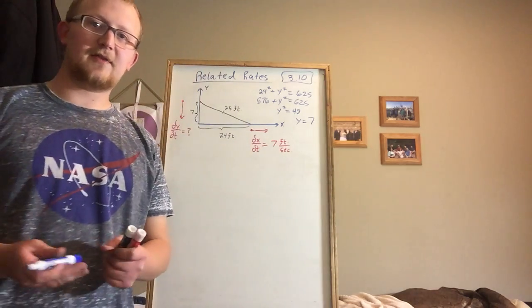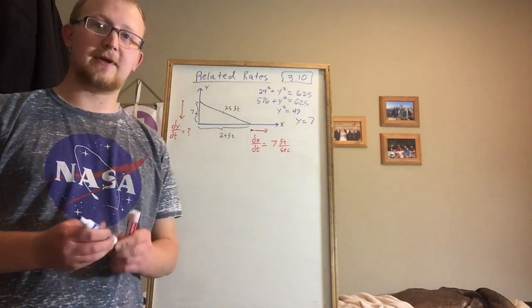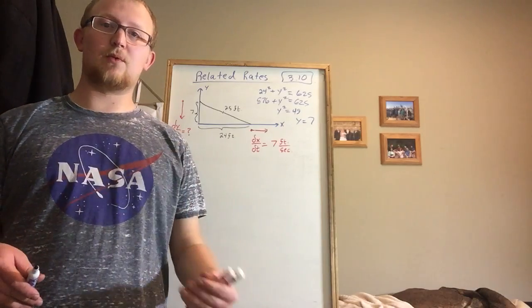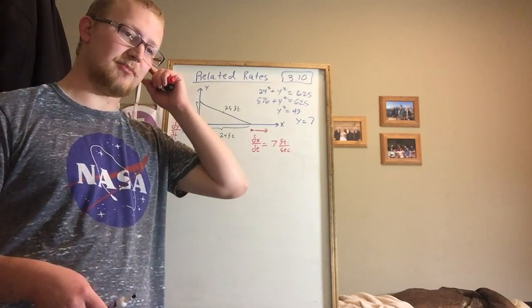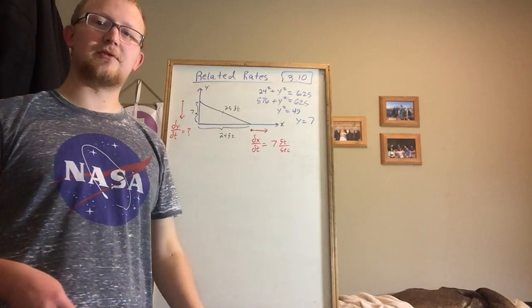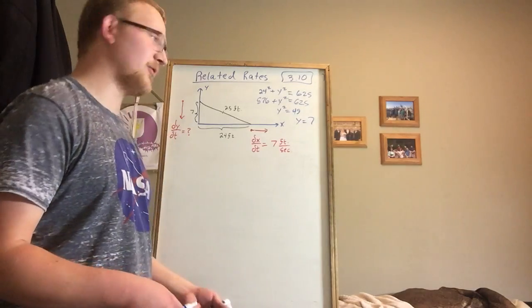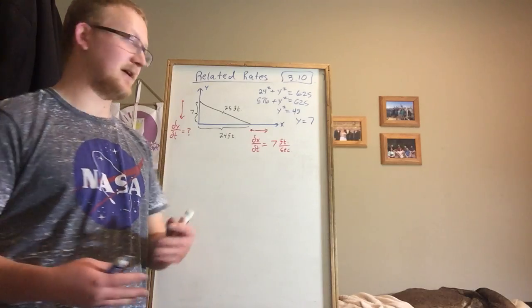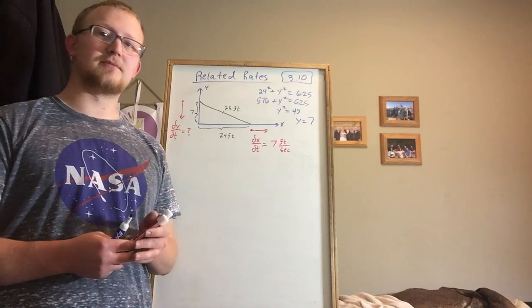Alright, I've been trying to think of the best way to cover section 3.10, which is related rates, and I think the best way to do it is to pick one of the most common styles of problems and just work through the whole thing. It might take a couple videos, it's a three-parter. The most important thing is that you get an understanding for how to approach these problems, because they can seem kind of daunting.